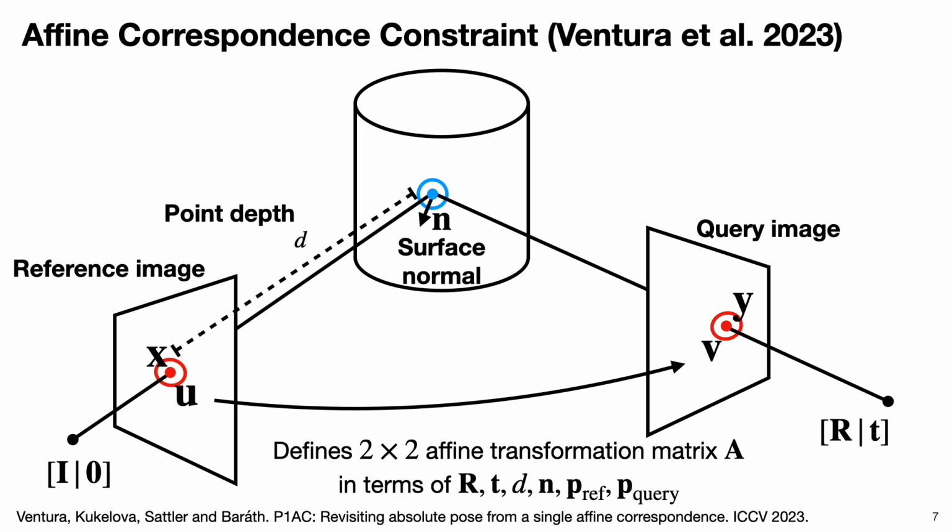Our starting point is the affine correspondence constraint introduced in our previous work presented at ICCV 2023. In this work, we derived an expression of the 2x2 local affine transformation matrix A in terms of the relative pose between the reference and query images, the 3D point, and its surface normal.